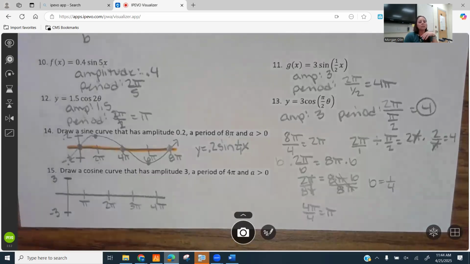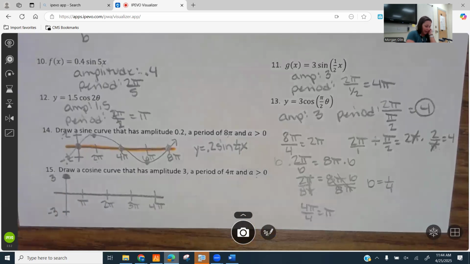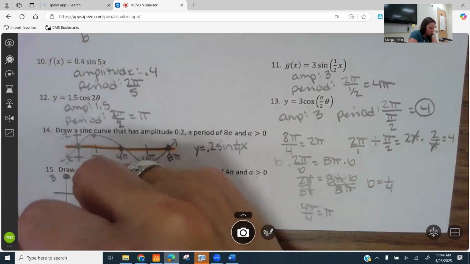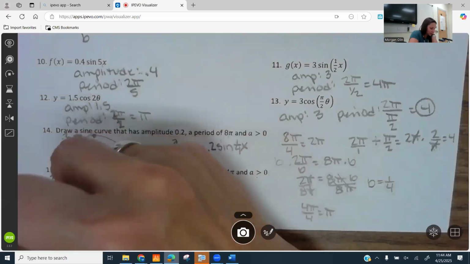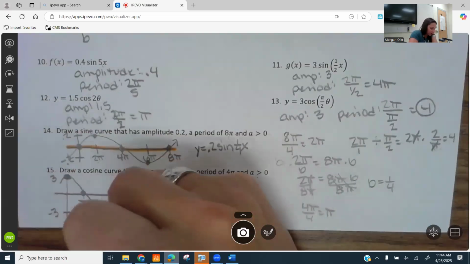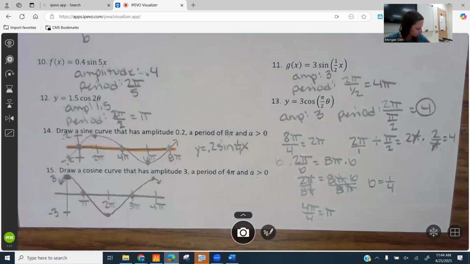Now, this is cosine. That means it doesn't start on the midline. The midline is the x-axis again. So it starts either at 3 or negative 3. But here a is positive, so I'm going to start at the positive, above the midline. And then I can just draw my points. Now I go to the midline, go to the min, go to the midline, and go back to the max. Here's my graph. But we're also going to write the equation as well.